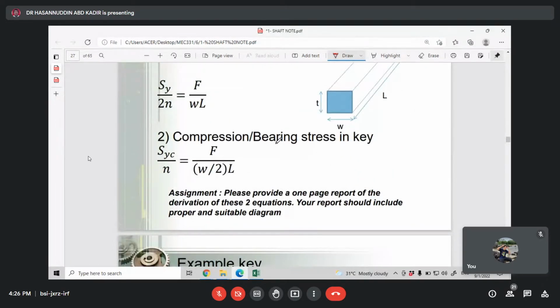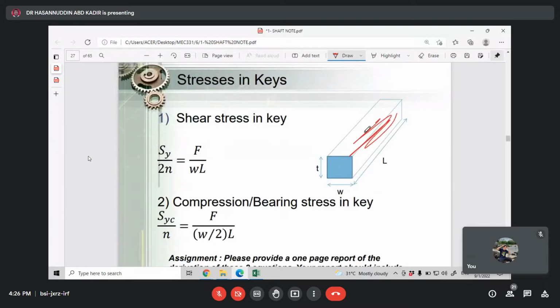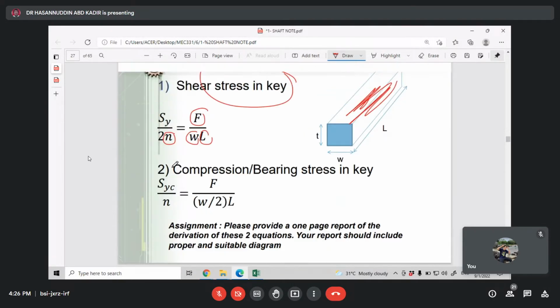So let's say this our key here. Then we have a shear stress in the key. We can mention have the value of force happen, the W here, and the length, and also the N here. So N here is a factor of safety that related this one. Let's say they ask you to know what happened on the key for the shear stress. Okay, the value of the shear stress on the key. Then they give you the value of this one. So then you need to apply this formula.